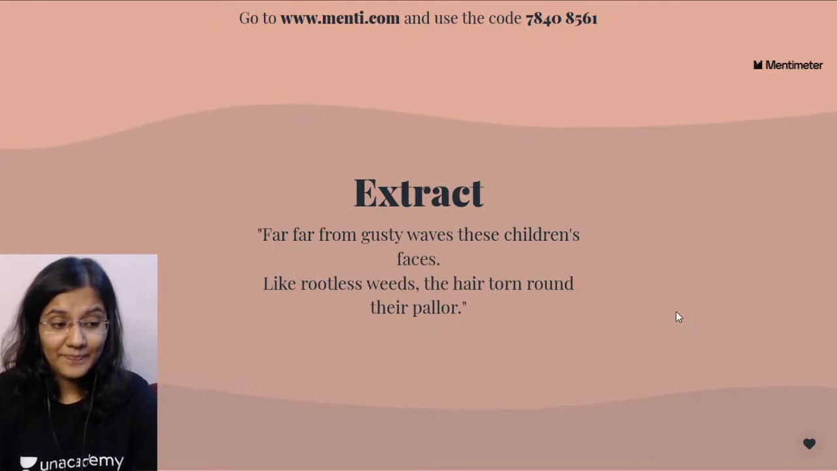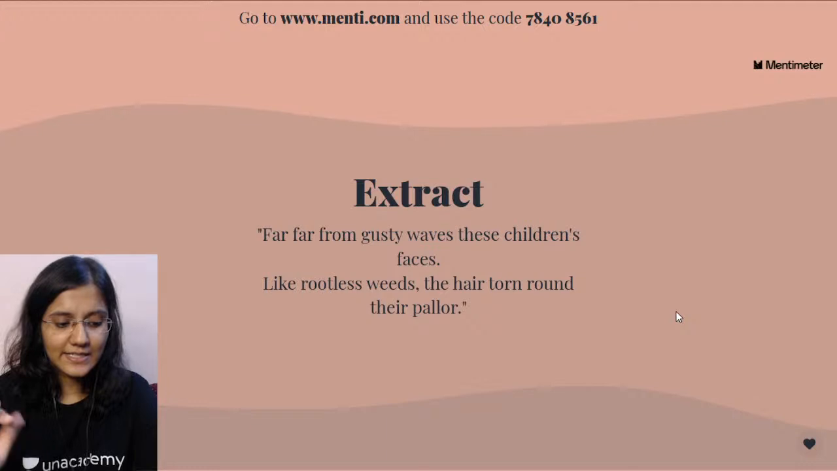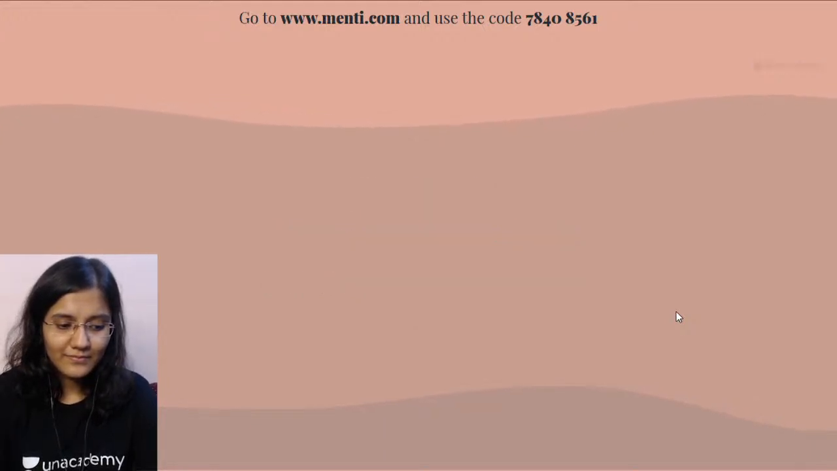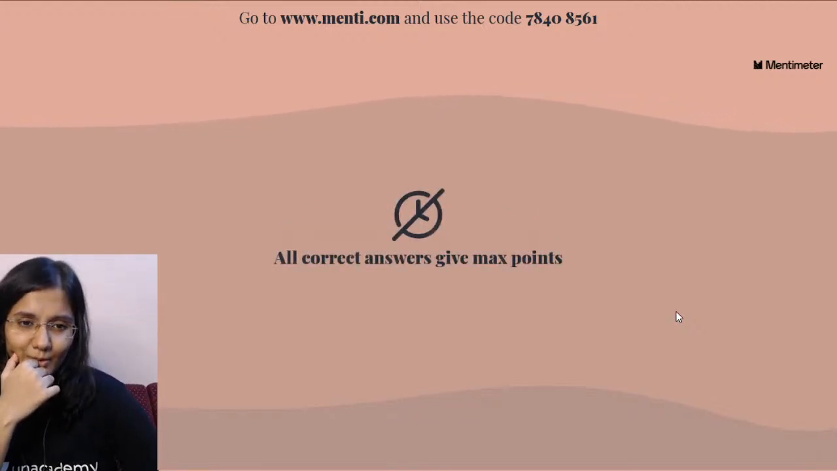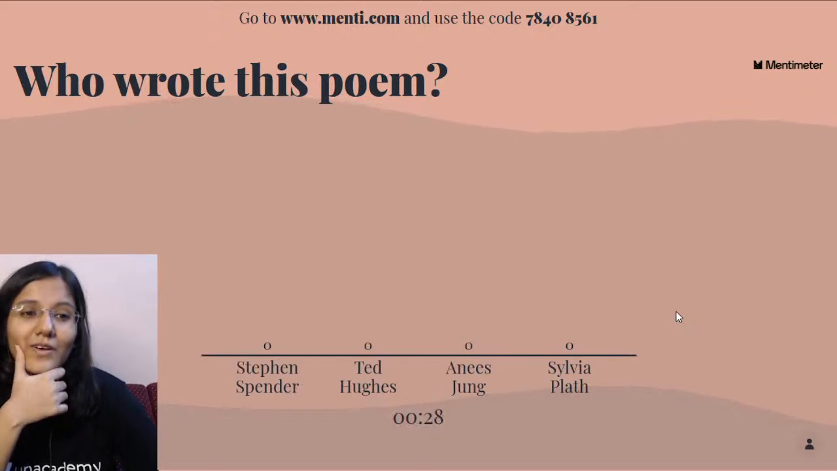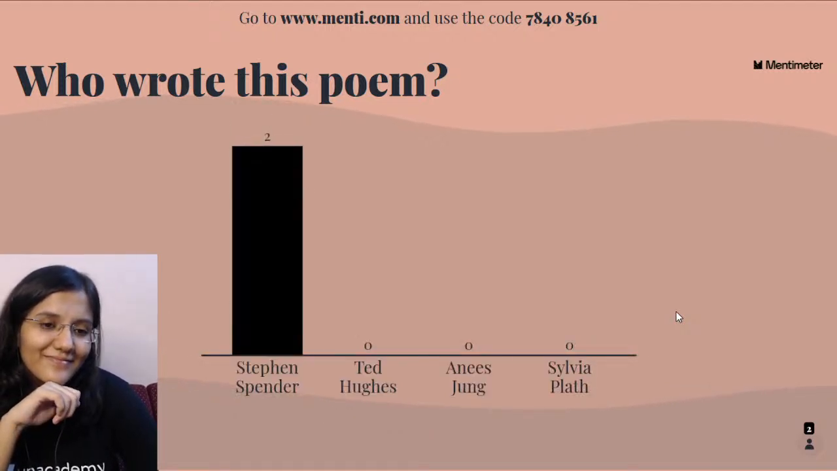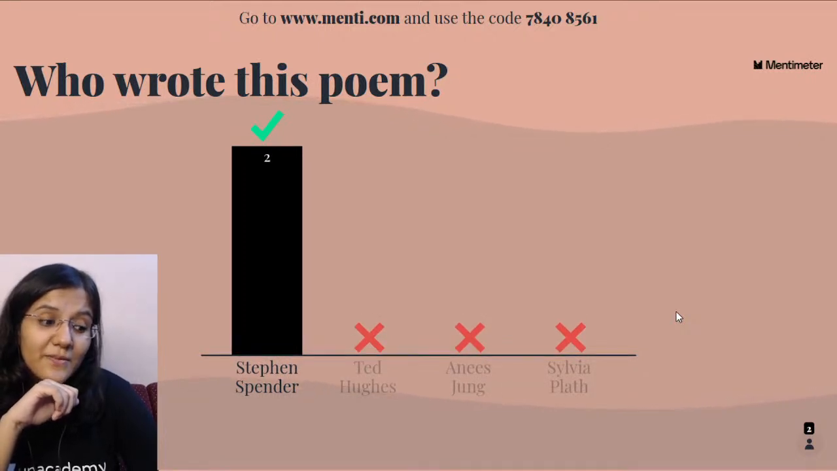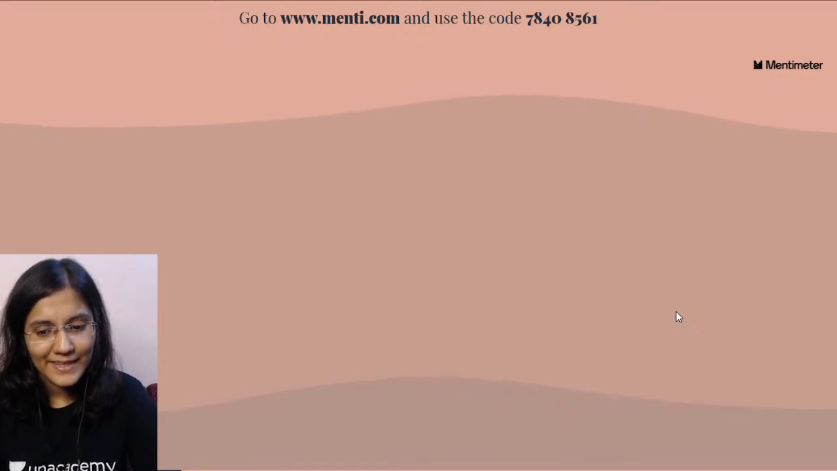Okay, we have another extract question. This is the extract. Far, far from gusty waves, these children's faces, like rootless weeds, the hair torn round their pallor. And now we'll have a couple of questions based on this extract again. Stephen Spender is the poet in this case, and the poem is, of course, An Elementary School Classroom in a Slum.